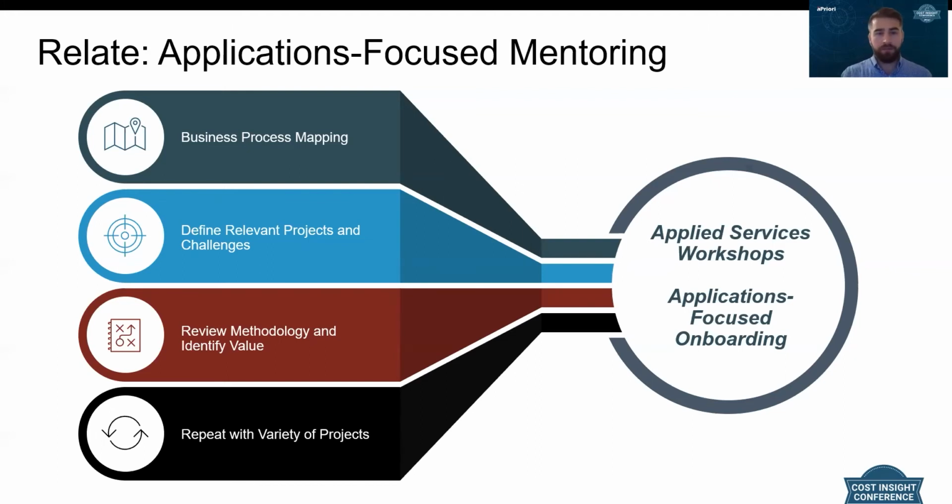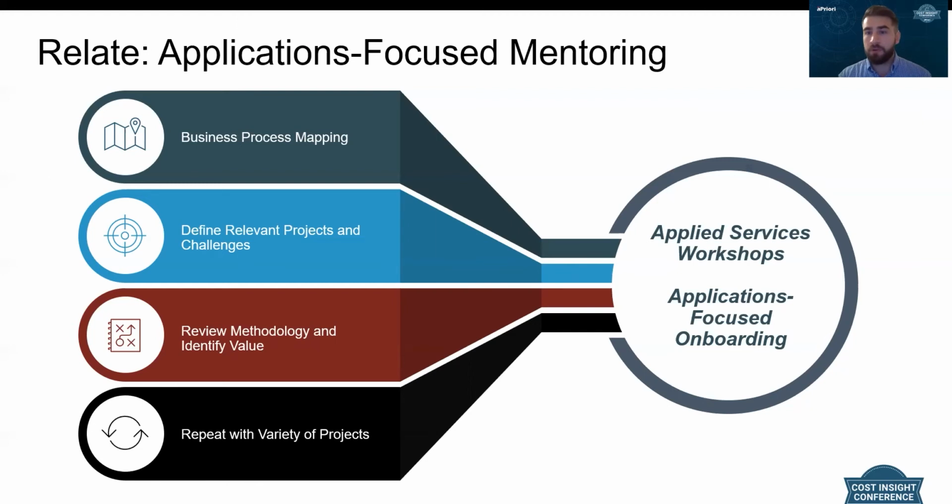A lot of this stuff doesn't necessarily get as stale because we're repeating on relevant projects and rehashing the skills as we're doing that. And so applications-focused mentoring is a really great vehicle for the repetition that's required to really solidify concepts, right? And so how can we take advantage of this in the short term?